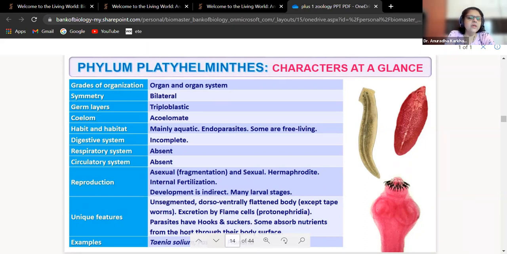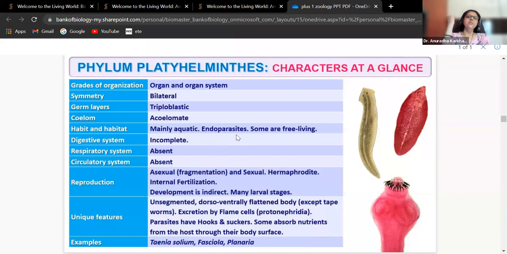Unique features: unsegmented, dorsoventrally flattened body except tapeworm, which has segments on it, as you saw. Excretion is by flame cells, that is protonephridia. Parasites have hooks and suckers. Some absorb nutrients from the host through their body surface. Examples: Taenia solium, fasciola and planaria.